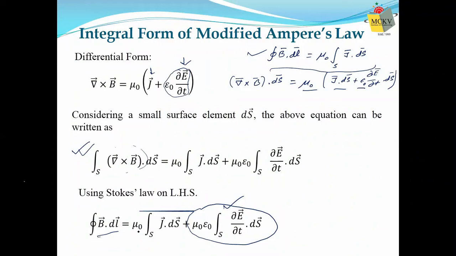So we observe from Faraday's law and modified Ampere's law that rate of change of magnetic field can produce electric field. Similarly, rate of change of electric field can also produce magnetic field. So they are completely related with each other. And this is the way actually any electromagnetic wave propagates.